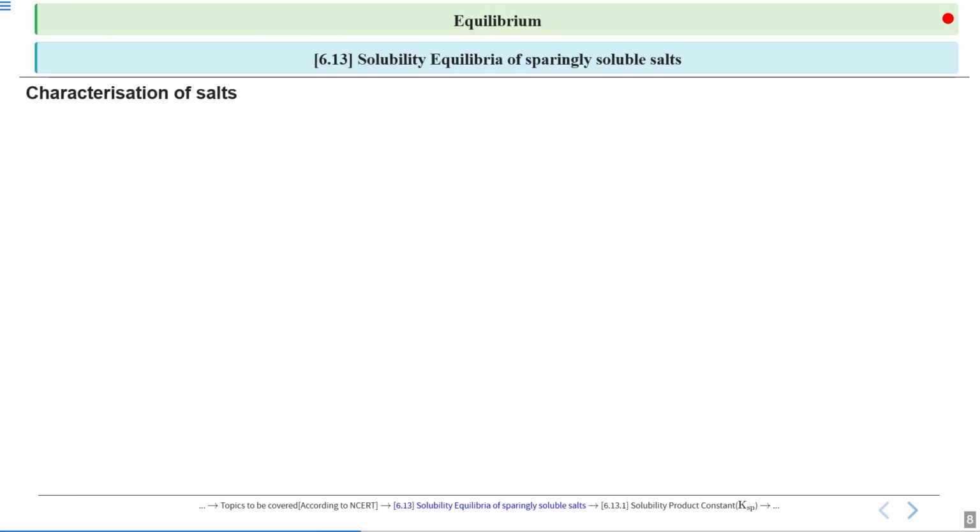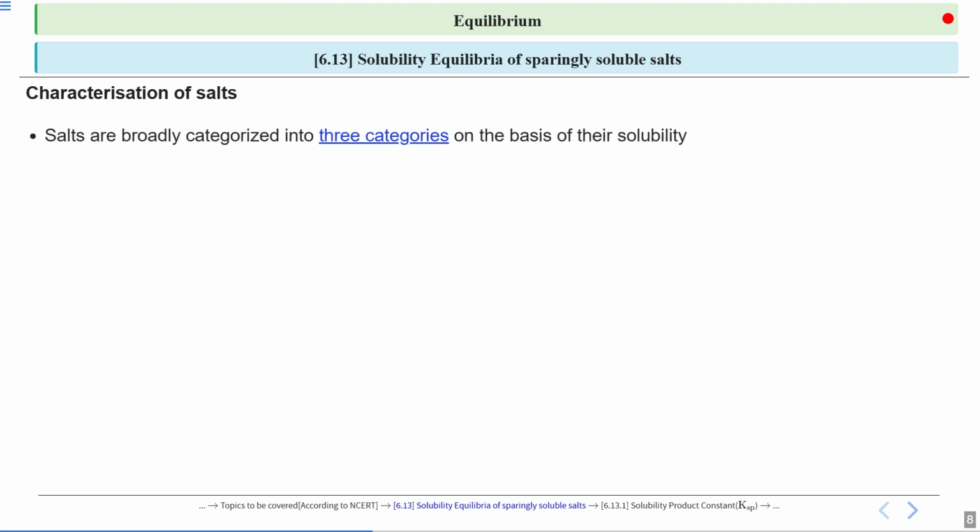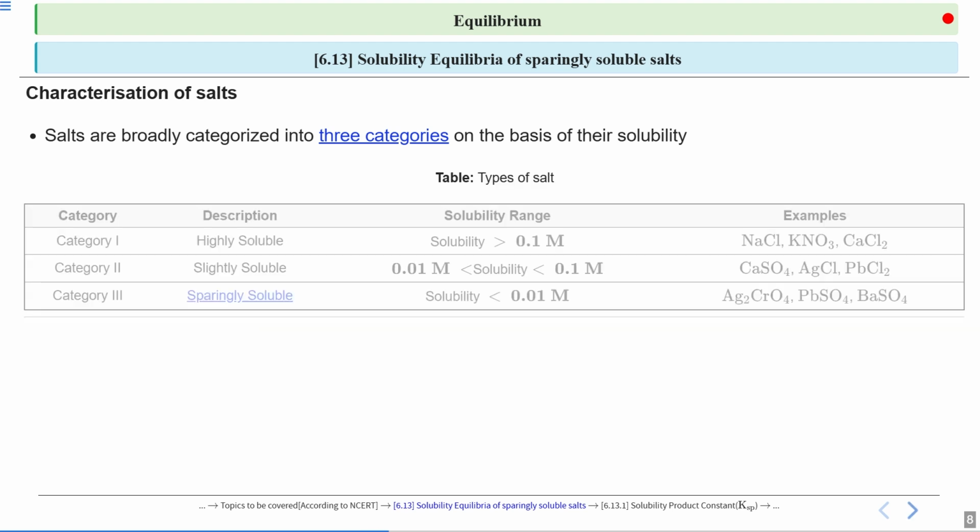Now let us move on to the characterization of salt. We have seen what things affect the solubility of a given salt. Now we will try to define a way to characterize the given salt. On what basis are we characterizing it? We are characterizing them on the basis of their solubility, that is, how much is able to be dissolved in the given solvent. On that basis, we have 3 categories.